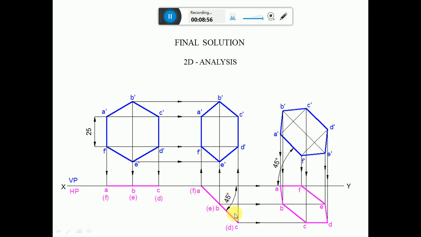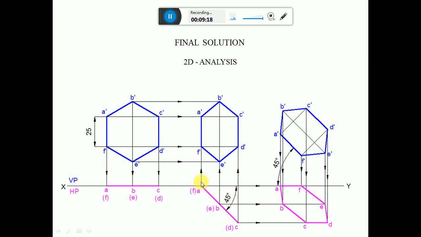So this is how we will be able to reproduce the second position top view such that it is inclined at 45 degrees to VP, but still the surface is perpendicular to HP. So obviously in HP you are getting a line here. Now since we have changed the position in the top view in the second position, by rotating by an angle of 45 degrees, now we are going to draw the front view of this.